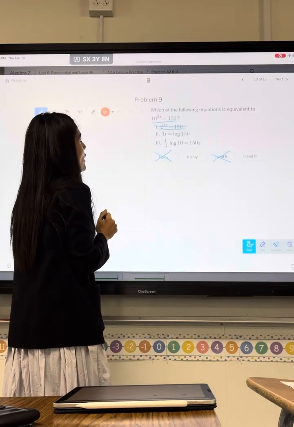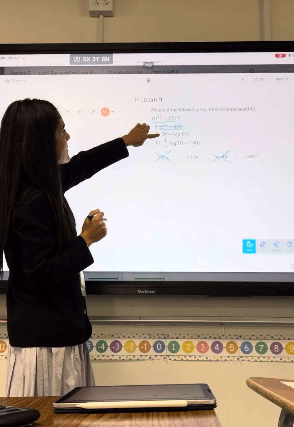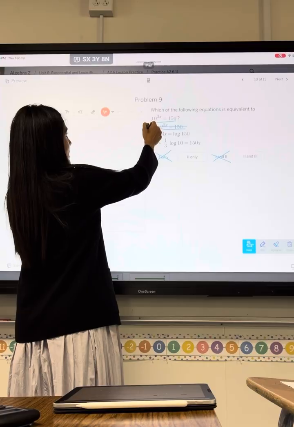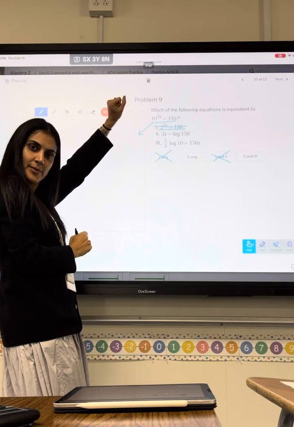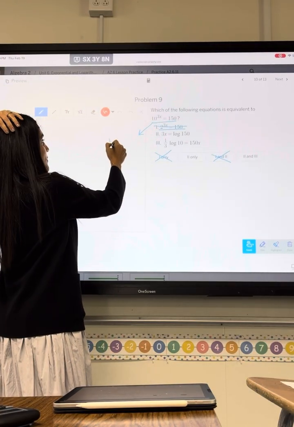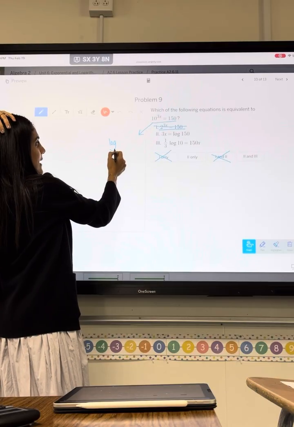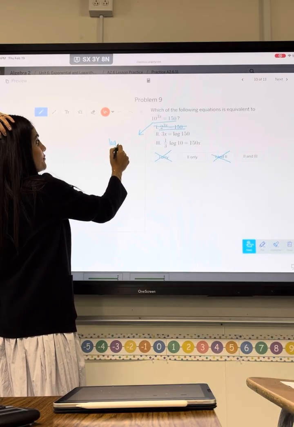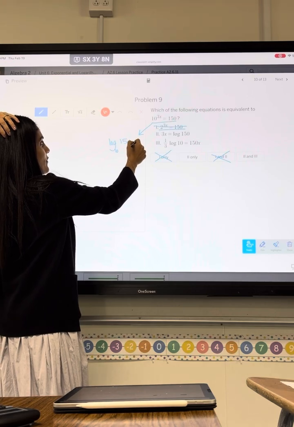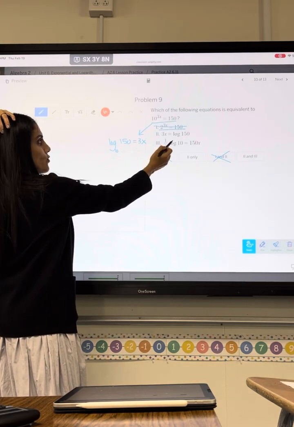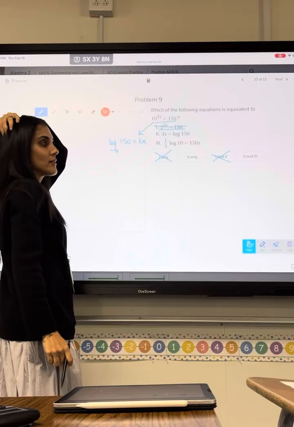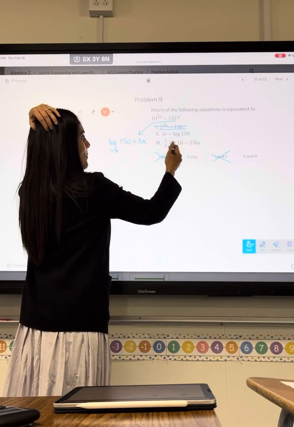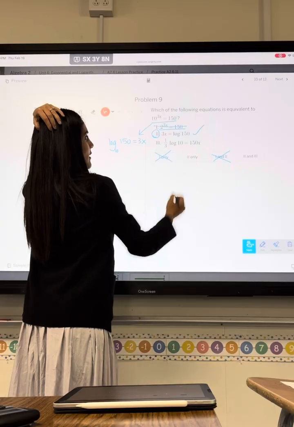Okay, let's look at 2. 2 says 3x equals log of 150. There might be merit here. Let's see. Can we see what this is as an exponential, please? It would be a log base 10, which I don't have to write if it's 10, of 150 equals 3x. Oof, that's totally that. All right, so 2, check. 2 is good. Oh wait, not 2 only, but like 2 is good.